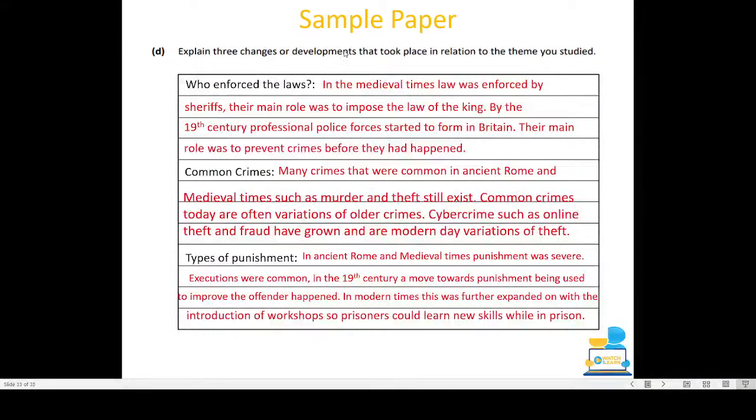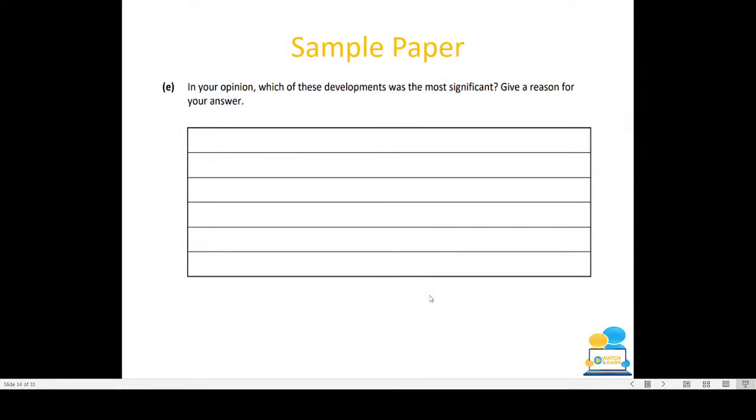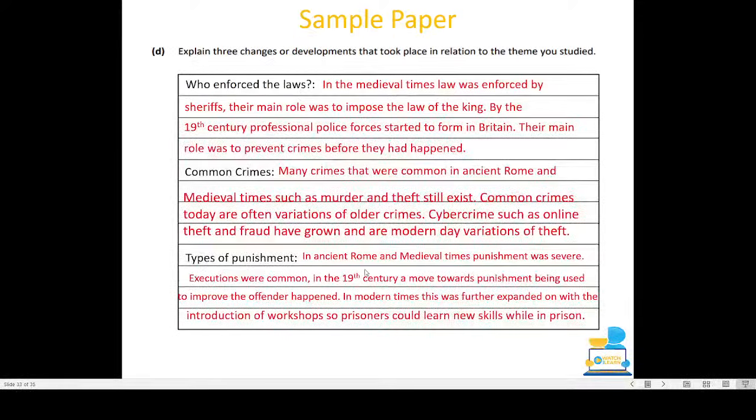So the question says, explain 3 changes or developments that took place in relation to the theme you studied. I've given my 3 themes, and I've explained how each of them has changed in one way or another. And finally, the last question here. Now this one will be a bit different. It says, in your opinion, which of these developments was the most significant? And you have to give a reason for your answer. So this one is fairly straightforward. It's focusing on one of these 3 developments.